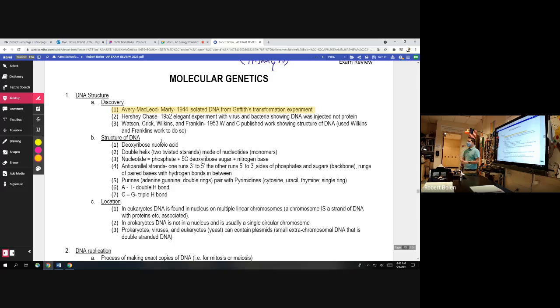And so he came up with the idea that there was some kind of transforming principle. There was something being transferred from the dead bacteria to the live bacteria. But he had no idea what it was. He knew it couldn't be protein because heat didn't destroy it.